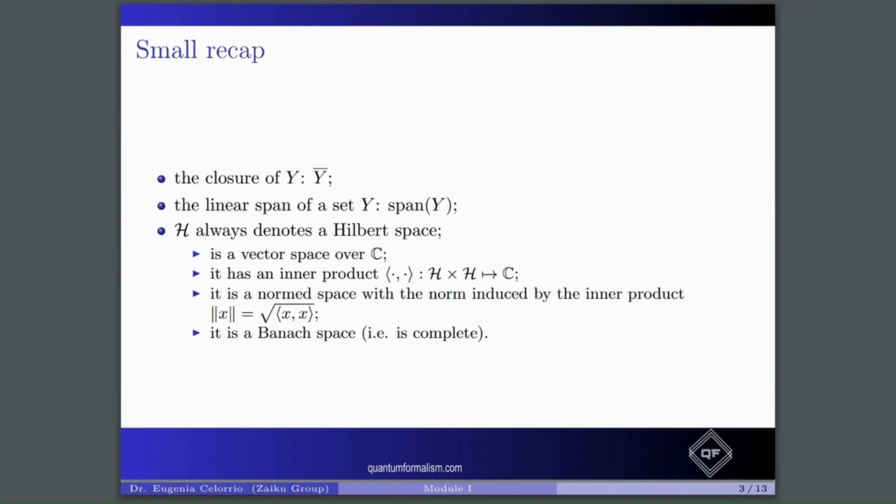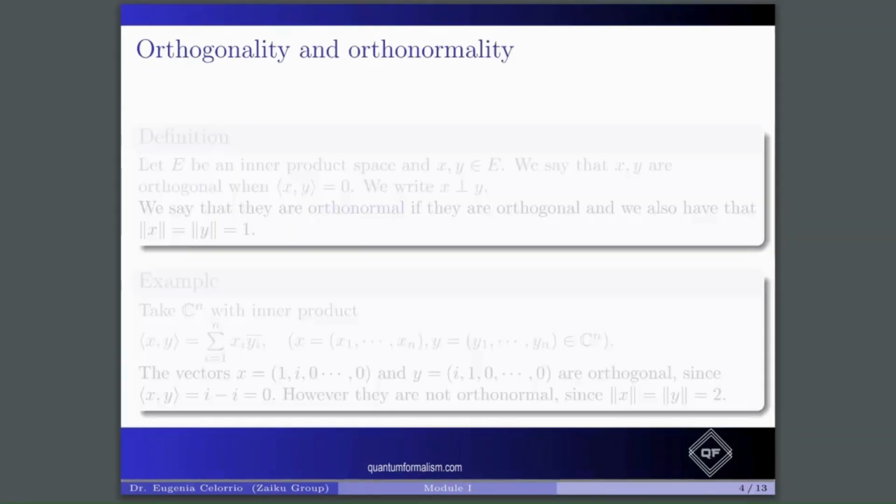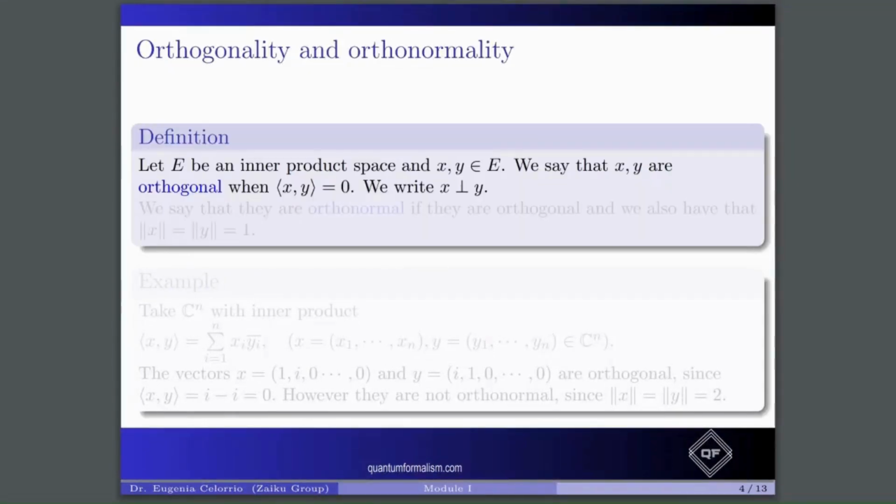So let's go into this. We have an inner product space. Bear in mind that right now I'm not saying that this is a Hilbert space. In order to define orthogonality, we just need to have an inner product. So we say that two vectors, x and y, are orthogonal whenever we do the inner product of x and y and we obtain 0. We write this: x is orthogonal to y.